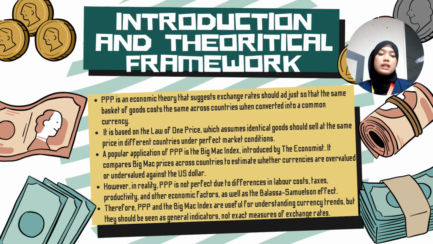So, purchasing power parity is an economic theory that suggests exchange rates should adjust so that the same basket of goods costs the same across countries when converted into a common currency. It is based on the law of one price, which assumes identical goods should sell at the same price in different countries under perfect market conditions. A popular application of purchasing power parity is the Big Mac Index, introduced by economists. It compares Big Mac prices across countries to estimate whether currencies are overvalued or undervalued against the US dollar, which is the base currency.